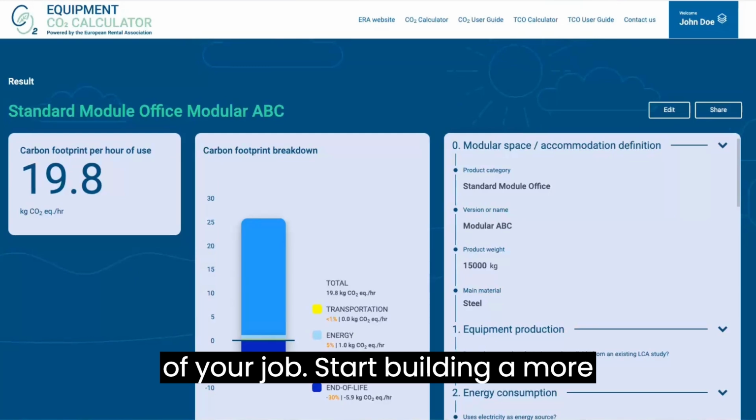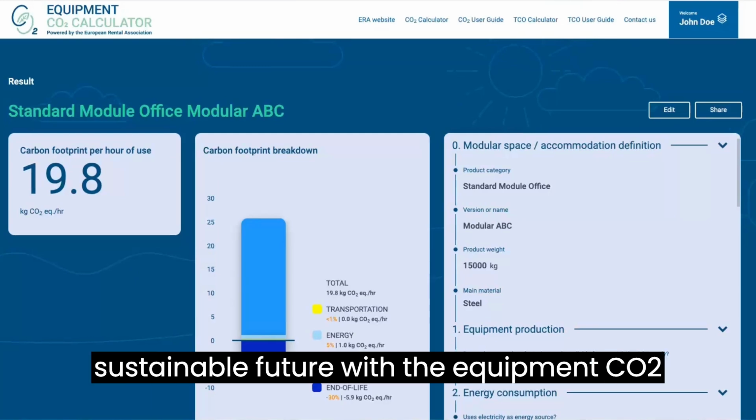Start building a more sustainable future with the Equipment CO2 calculator.